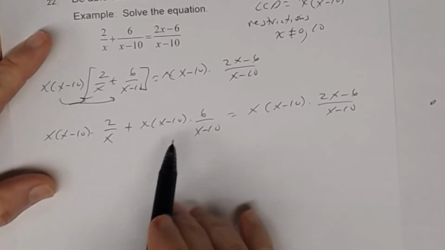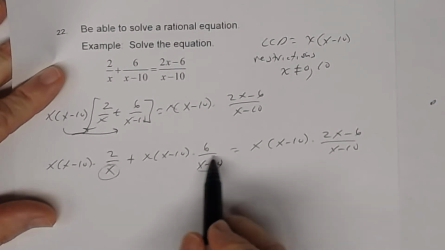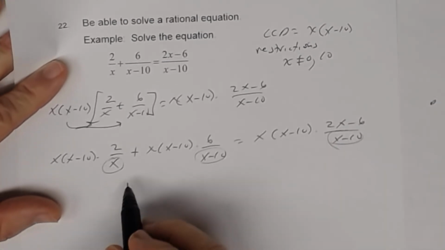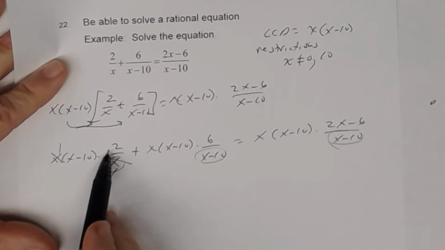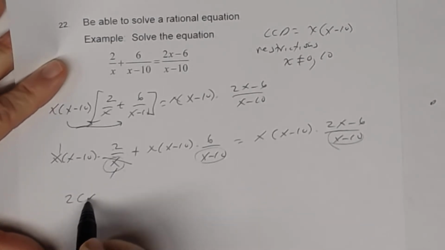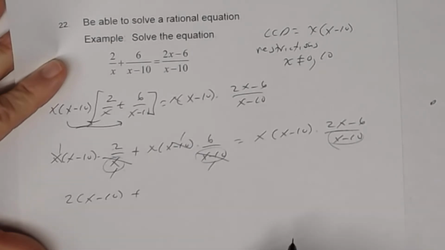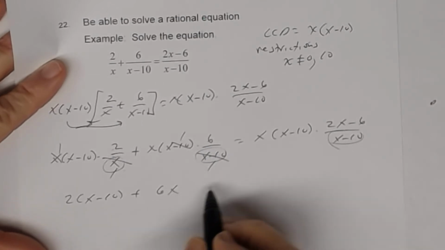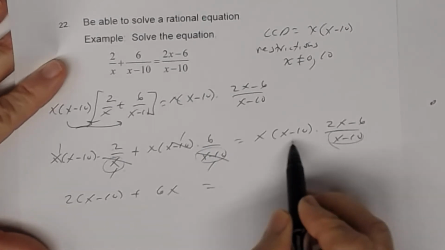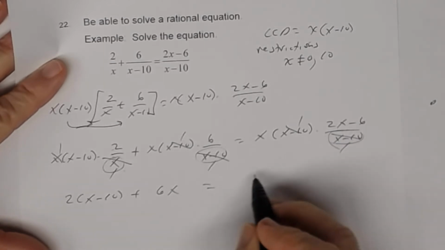Okay, now let's go ahead and reduce. Remember, the whole purpose of multiplying by the LCD is to get these factors down here to be 1s. And they will be because these x's divide out. So I get 2 times (x minus 10) plus, these (x minus 10)s divide out, so I get x times 1 times 6, which is 6x, equals, and over here, these (x minus 10)s divide out, so I get x times (2x minus 6).